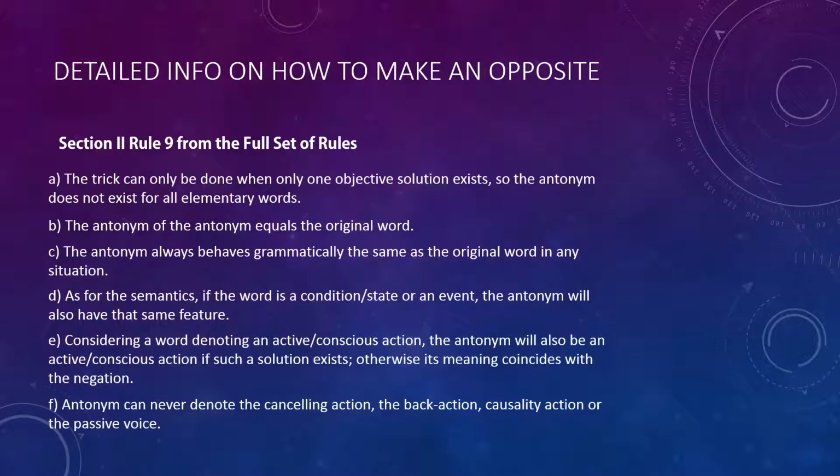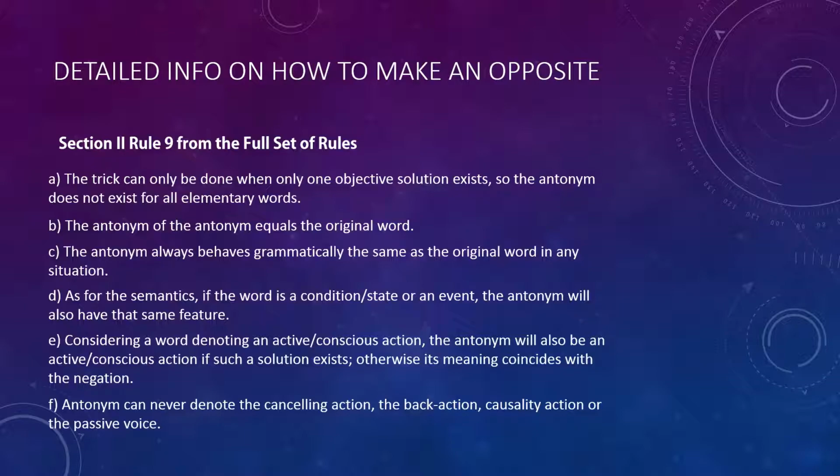Now, all the four that I have listed here, canceling action, back action, causality action, the passive voice, they have special functional words. So you can say all of that stuff, but you don't use the opposition trick here. Okay, so that's the point. So that's pretty much it. Most of the time you don't really need to care about all of this, I mean, this from A to F. This is complicated for a beginner, and most of the time creating an opposite is really easy. So you don't really need to worry about it.